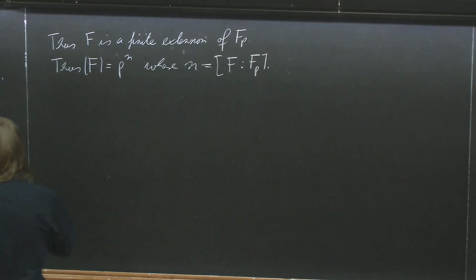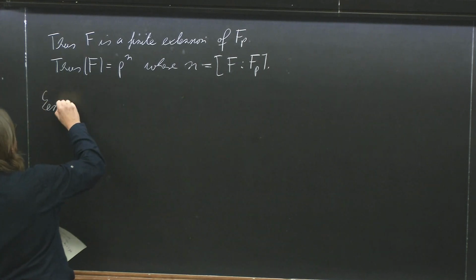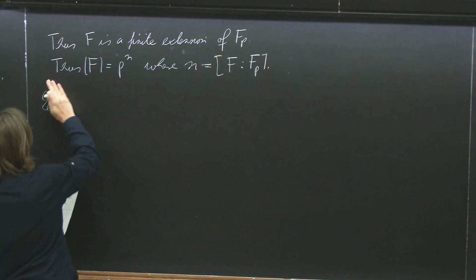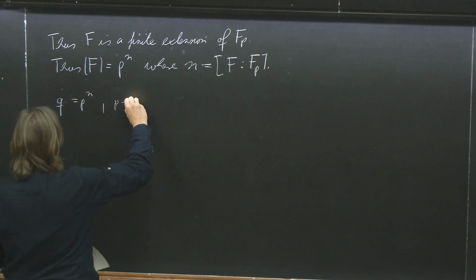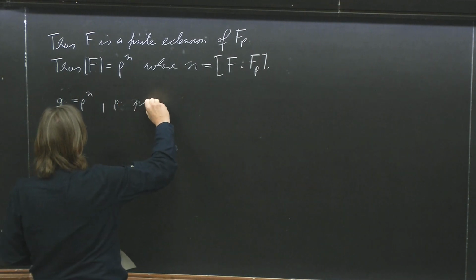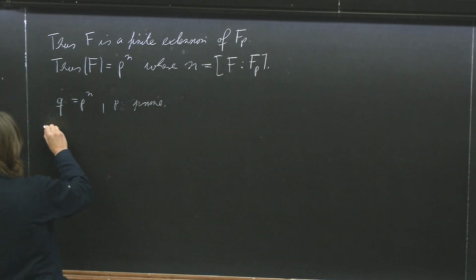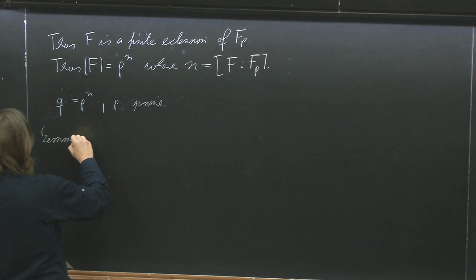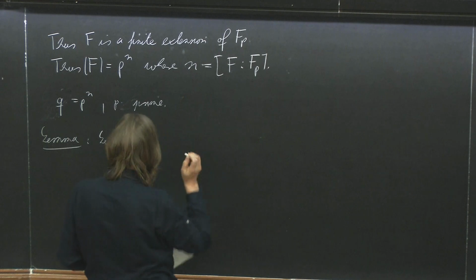Now the non-trivial fact is to see that such fields actually exist, and that all those that have the same number of elements have to be isomorphic. I mean, it's not difficult, but anyway. So first, the following lemma. I will always write q equal to p to the n, where p is a prime, so that we don't have to repeat this all the time. So first, the lemma. Let F be a field of characteristic p.